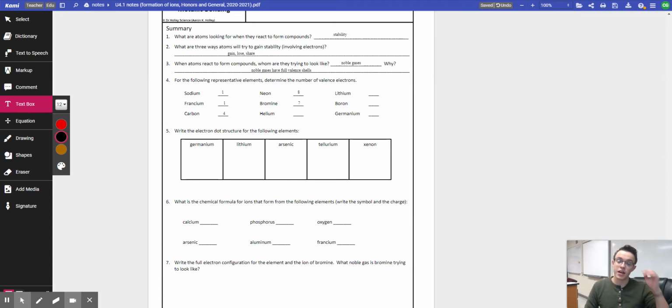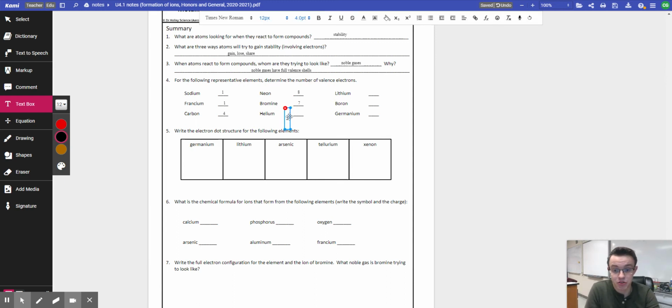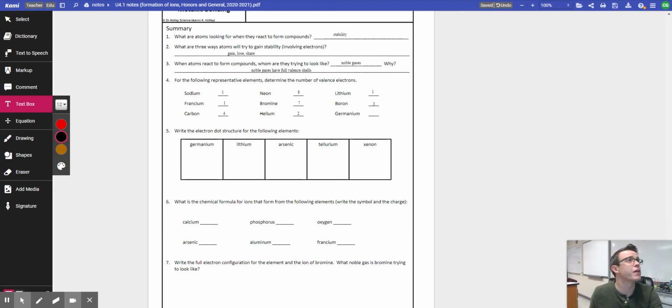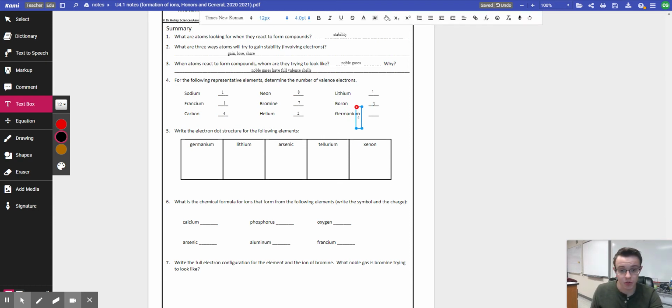Helium's in group 8A, but this is a tricky one. Helium only has 2 electrons. If you look at its atomic number, it's only 2. So its number of valence electrons is actually 2. It's the only exception to the rule. Okay. Lithium is in group 1, so it's got 1 valence electron. Boron is in group 3A, so it's got 3 valence electrons. Germanium is in group 4A, so it's got 4 valence electrons. I had to look that one up.